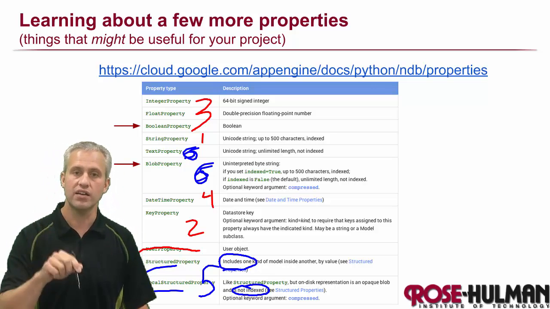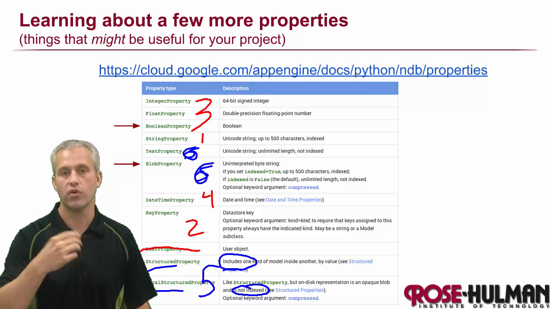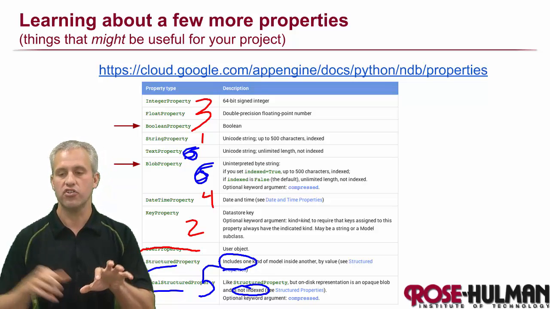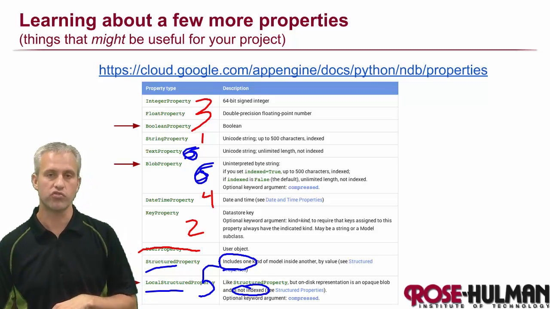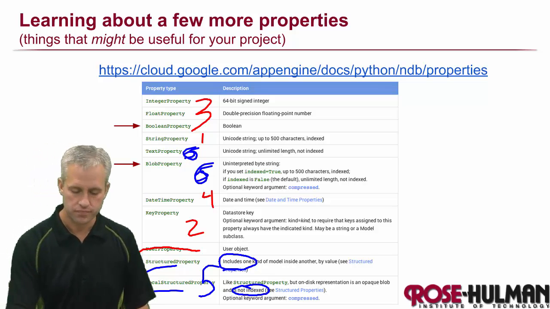So that means if you're going to need to find it using a query, you want it to be a structured property. If it's just something you're keeping that you don't need to use in queries, it should always be a local structured property. That way it's more efficient.